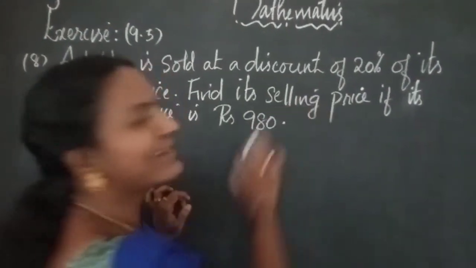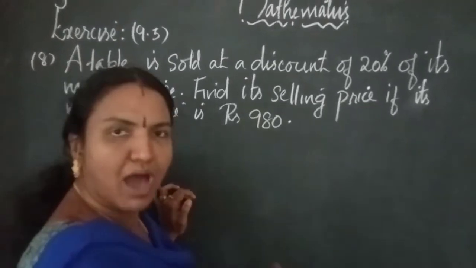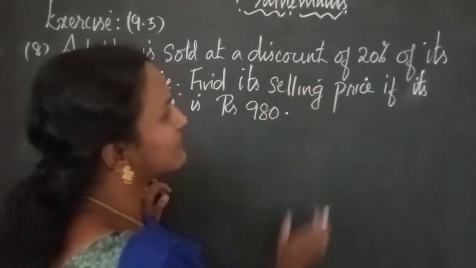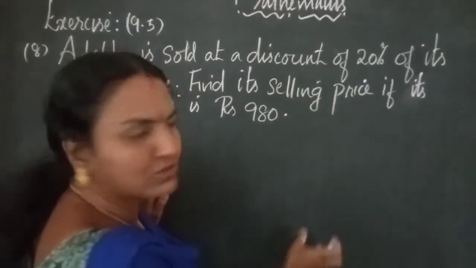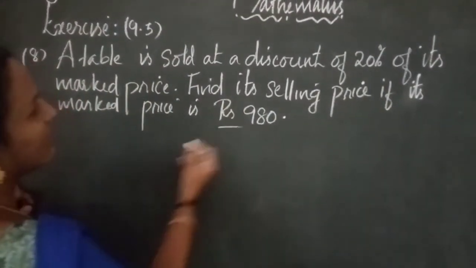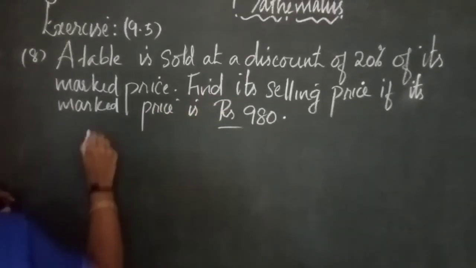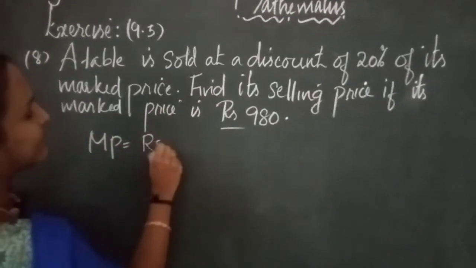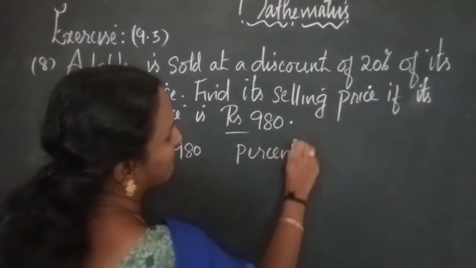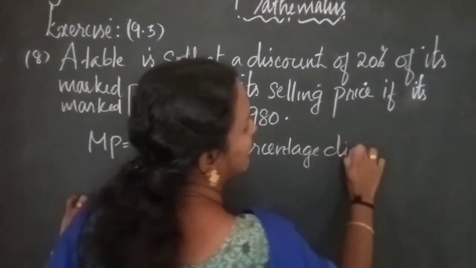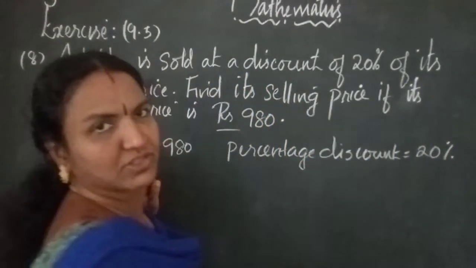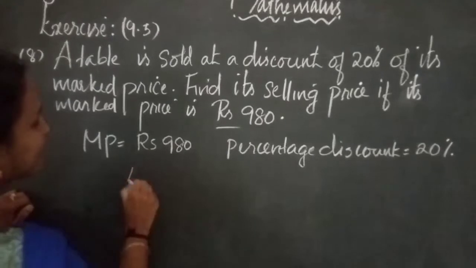We have to find selling price. First we have to find discount. Discount is equal to mark price into percentage discount. After that we have to use mark price and discount to find selling price. So what is given? Given mark price MP is equal to rupees 980 and percentage discount is equal to 20%.